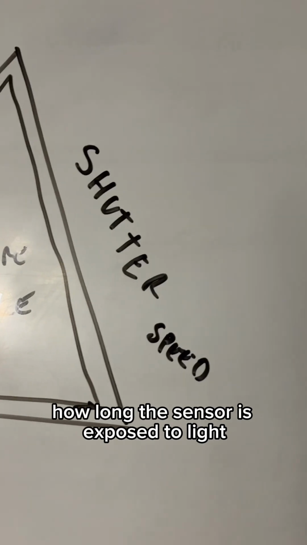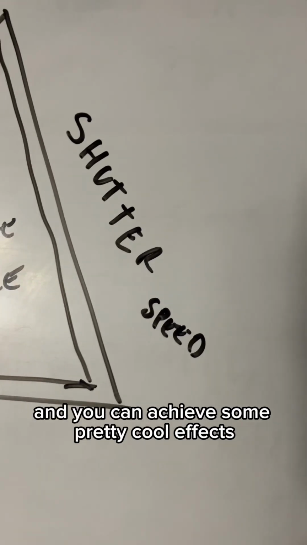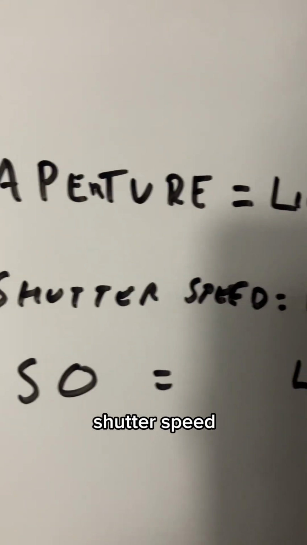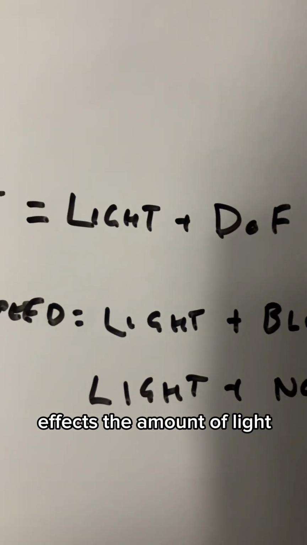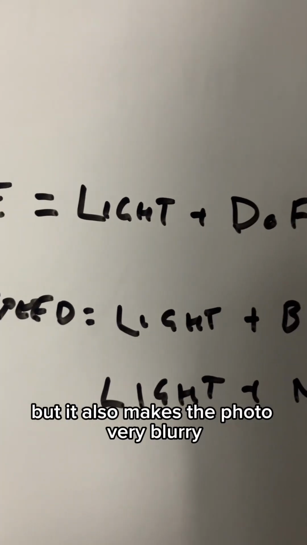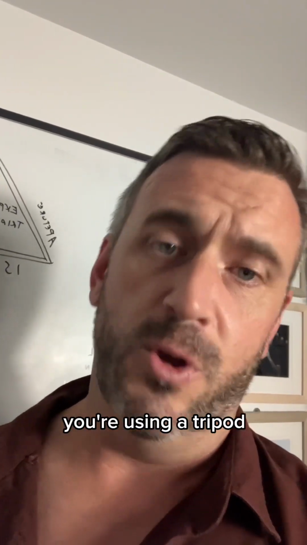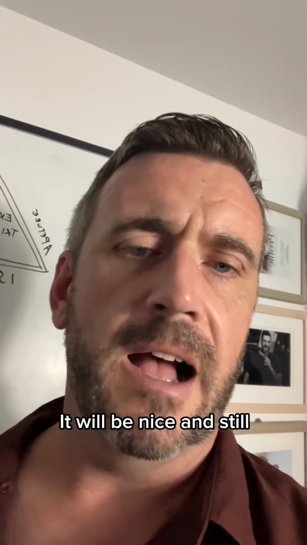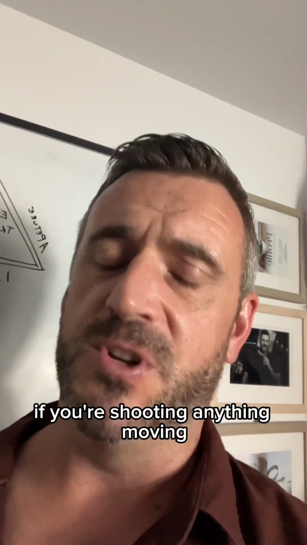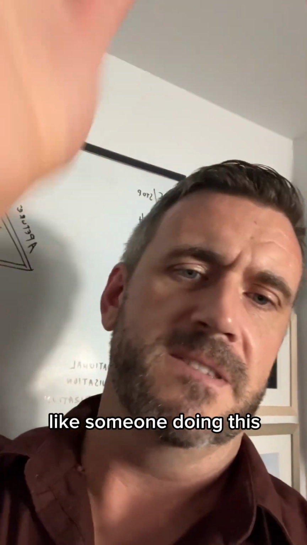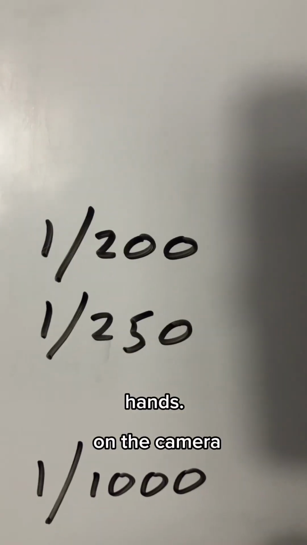Shutter speed. This one controls how long the sensor is exposed to light, and you can achieve some pretty cool effects once you learn how to use this. Shutter speed affects the amount of light. So a slow shutter speed lets in lots of light, but it also makes the photo very blurry. When I say blurry, I should clarify, if you're using a tripod and you're shooting something still, it will be nice and still. If you're shooting anything moving, like someone that's doing this, you will get blurry hands. On the camera, it looks a bit like this.